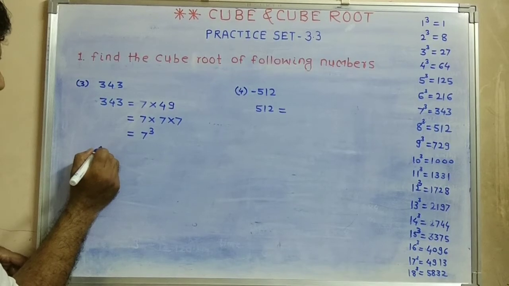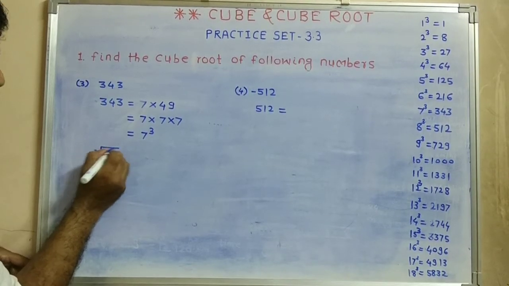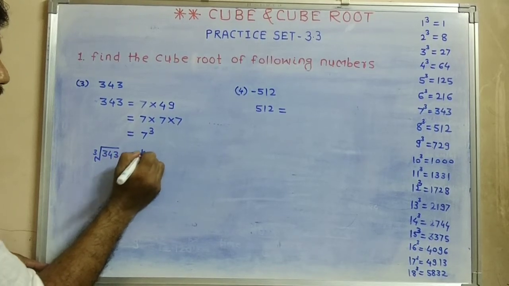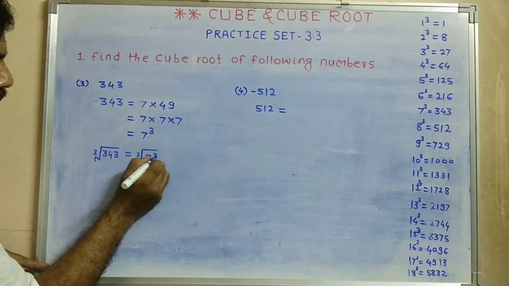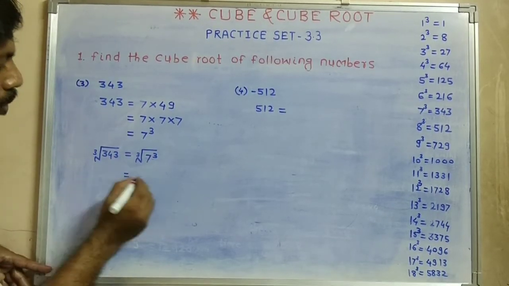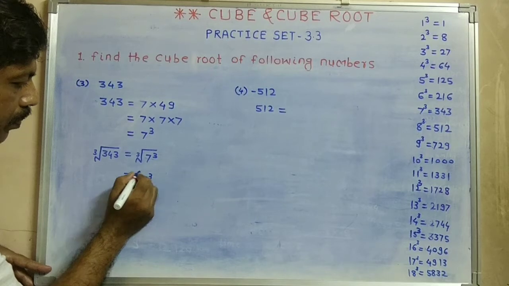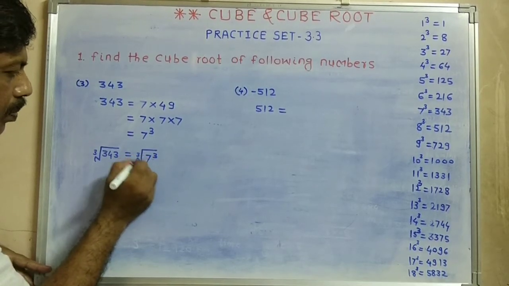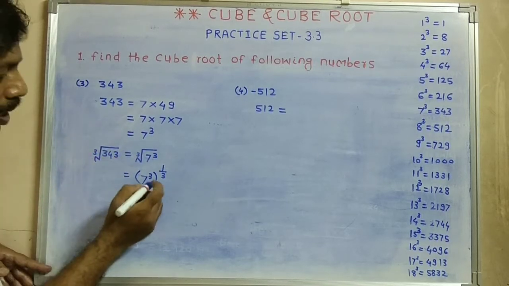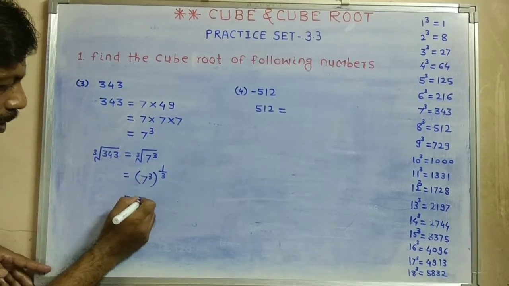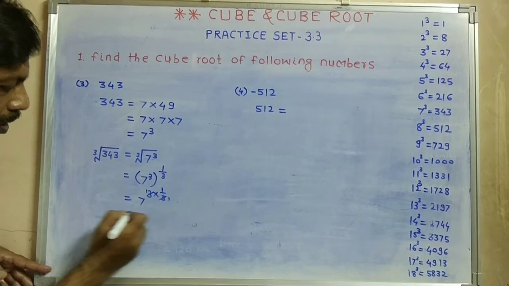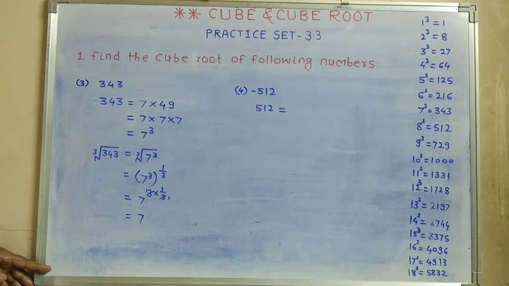Now you can take the cube root of 343, which is equal to cube root of which number? 7 cube. You can directly write the answer 7. But if you want to get more information, then you can write 7 cube to the power, what is the value of this cube root? 1 upon 3. And you know that it can be expressed as 7 to the power 3 multiplied by 1 upon 3. 3 will get cancelled. Therefore, you can get the value equal to 7.